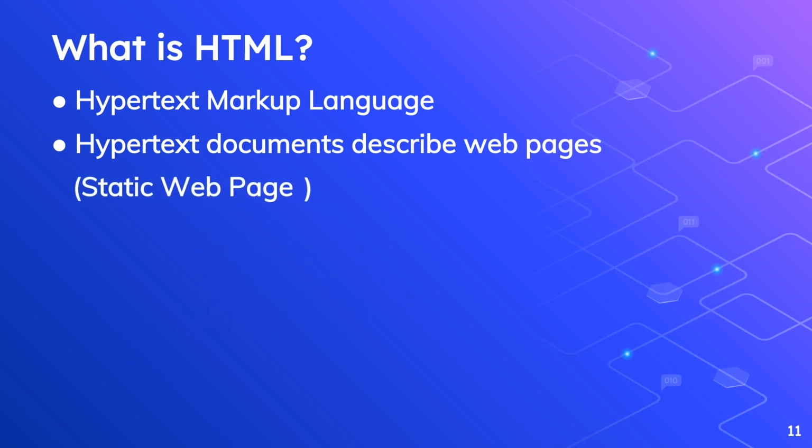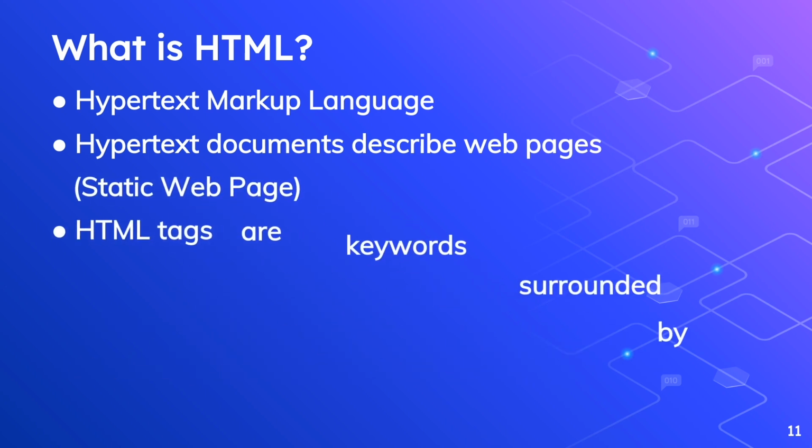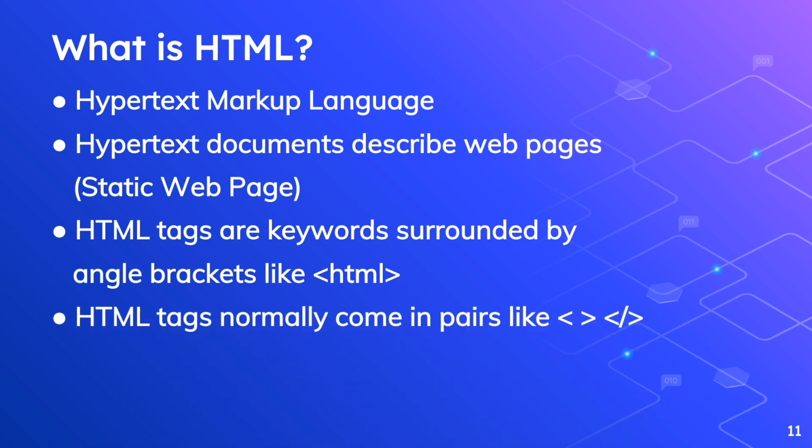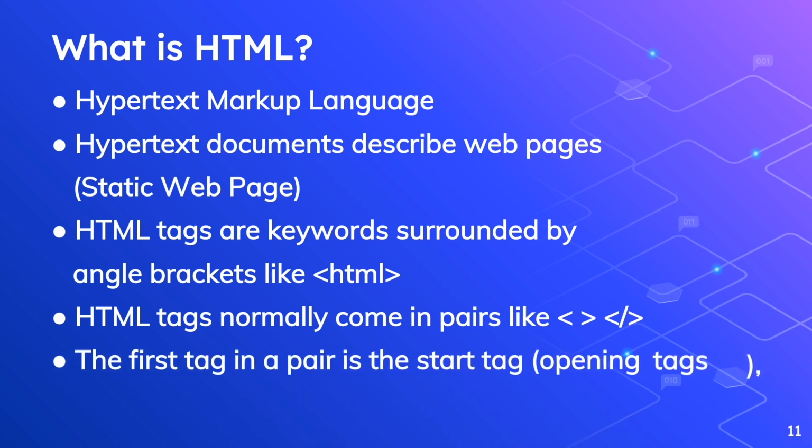HTML tags are keywords surrounded by angled brackets, like <html>. HTML tags normally come in pairs, like this one, as you can see. The first tag in a pair is the start tag or opening tag. The second tag is the end tag.